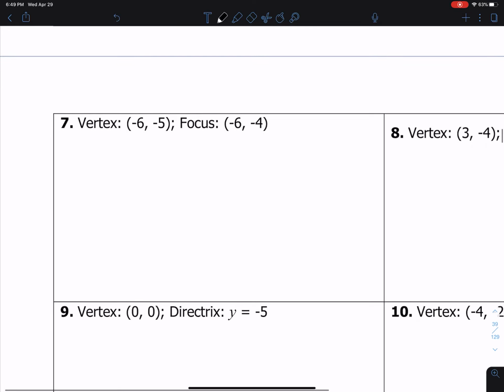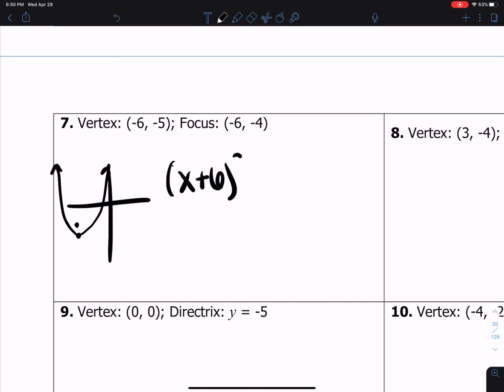On the next one, we have the vertex and the focus as well. So we have -6, -5, that's going to be down here. And then the focus is at -6, -4. So this one is going to be opening up. So we know that x is being squared. And remember, this is like x minus -6 here, because that's the x coordinate of our vertex.